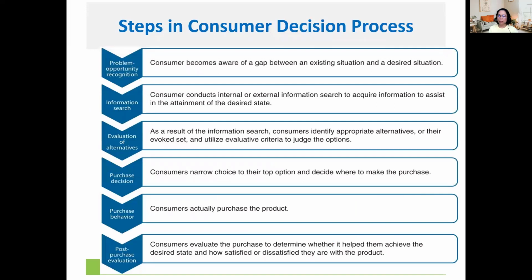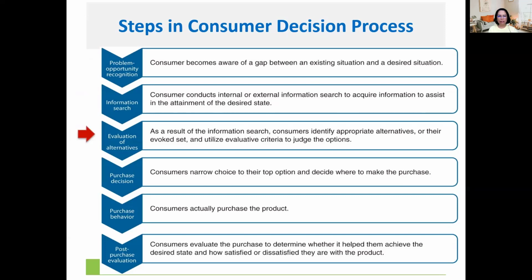Although we might not be aware of it, consumers usually complete a step-by-step process when making purchasing decisions. These are the steps in the consumer decision process. First is problem or opportunity recognition. The consumer becomes aware of a gap between an existing situation and a desired situation. The next stage is information search. Consumers conduct internal and external information search to acquire information to assist in the attainment of the desired state.